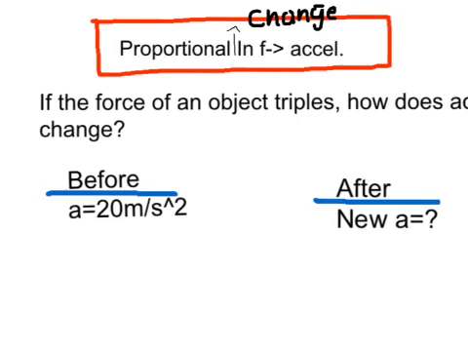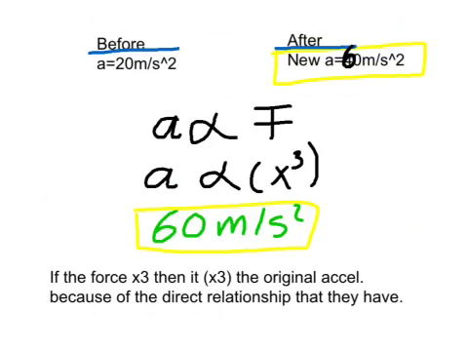Now we're doing proportional change in force and acceleration. The question is, if the force of an object triples, how does acceleration change? Before, our acceleration was 20 meters per second squared, and now we're trying to find the new acceleration. If the force triples, then it triples the original acceleration because of the direct relationship they have.